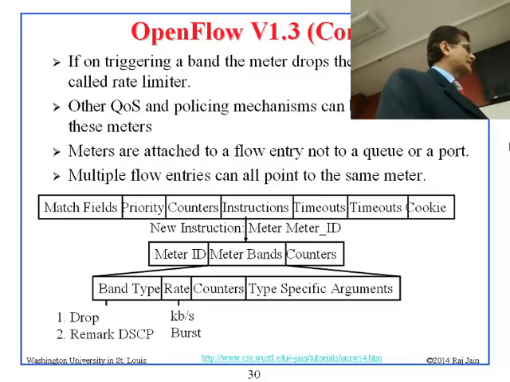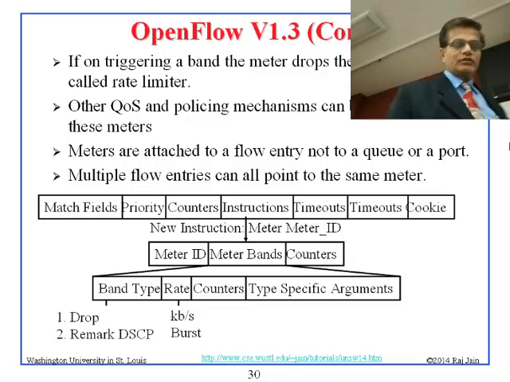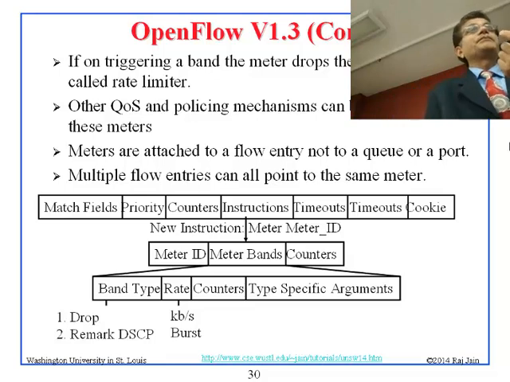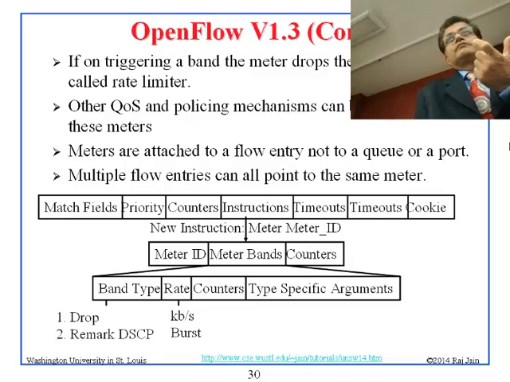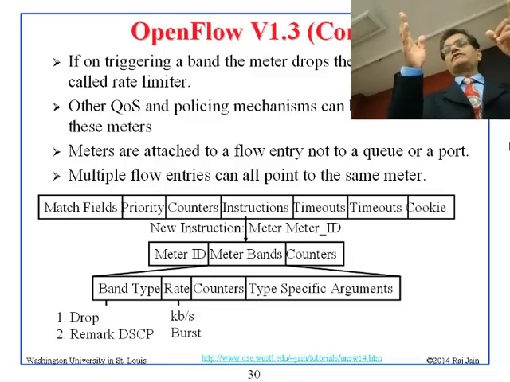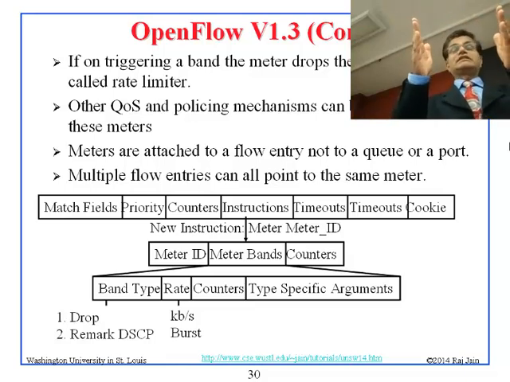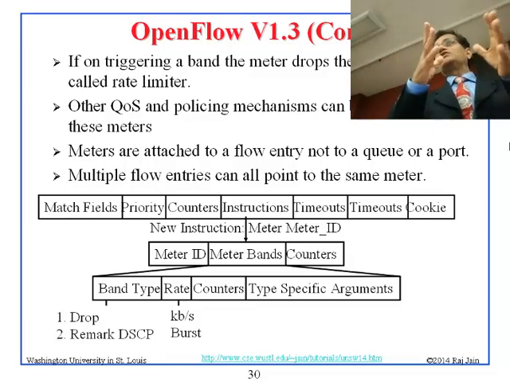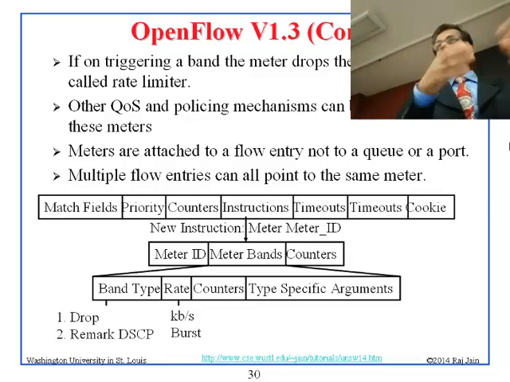and the bands are basically of two types. Either remark the DSCP, which means that you change the quality of service. DSCP is the differentiated services code point. If you are using differentiated services, which is how you do quality of service in IP, there are 6 bits. You can mark them, and some combinations will mean that this is very high priority, and some combinations will mean that this is just low priority. So you can change that depending upon what band the flow is in.